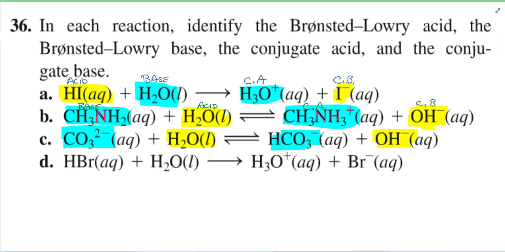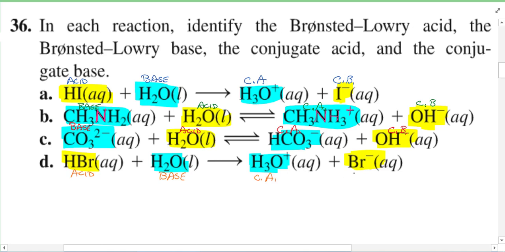I'll use red for this one. So base, acid, conjugate acid, conjugate base. And finally, D. You notice we got another strong acid, HBr. So that should be recognized right away as a strong acid. Bromide would be the conjugate base, and so water would be the base, and conjugate acid for hydronium. So acid, base, conjugate acid, and conjugate base. And hopefully that works out for 36.